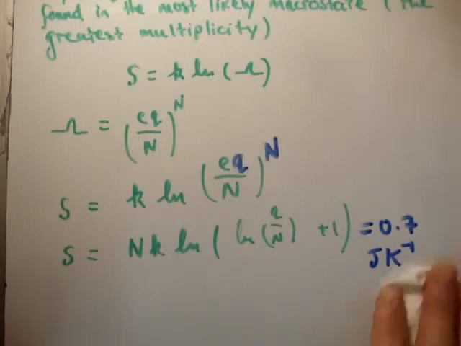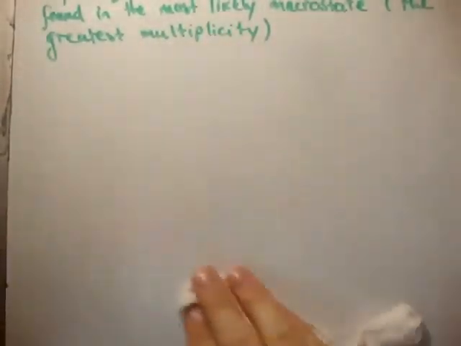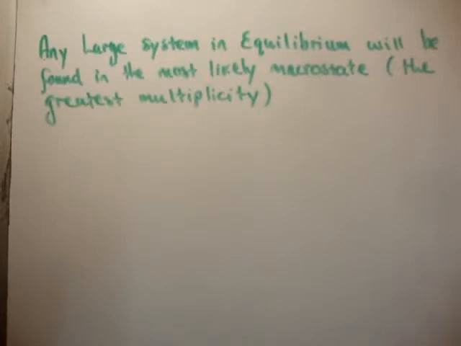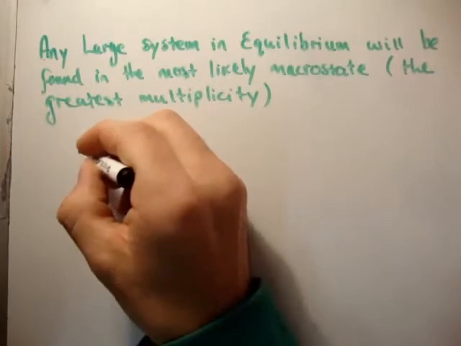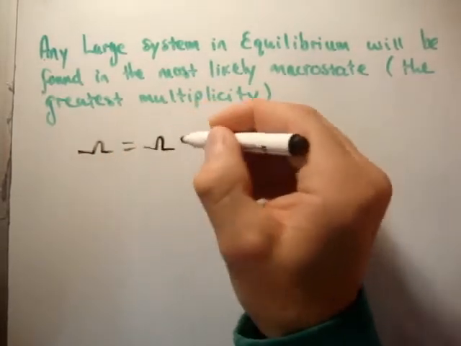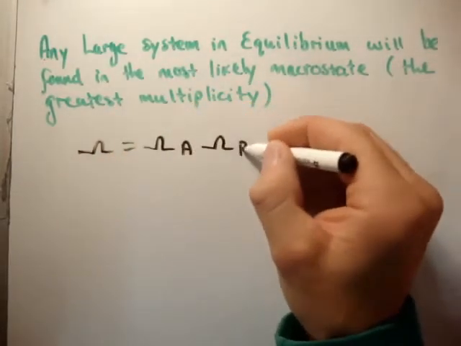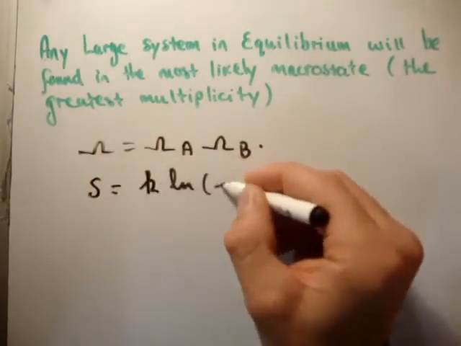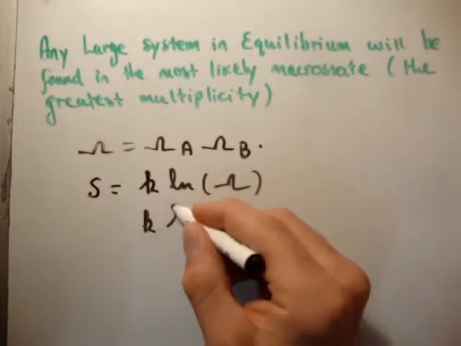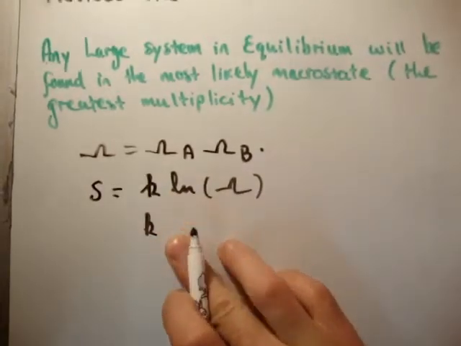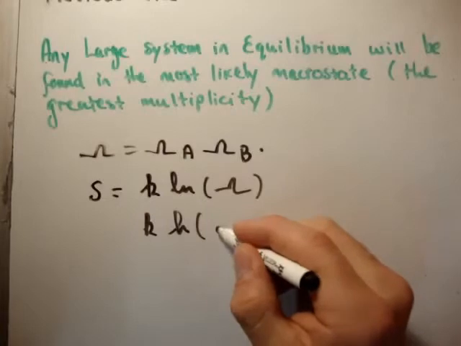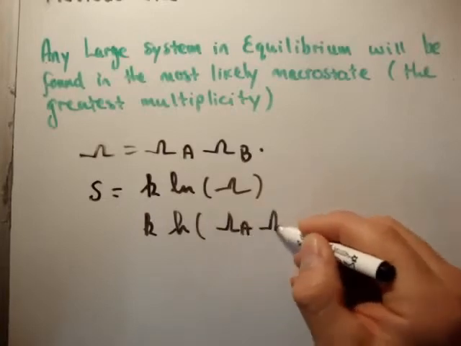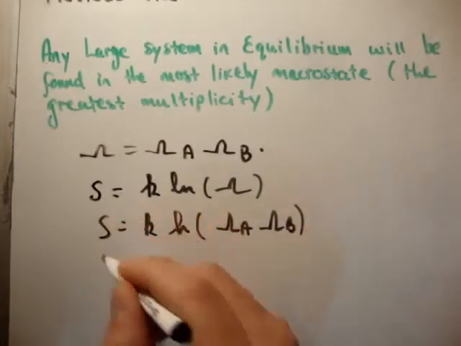Okay, so are there any interesting properties of entropy? Yes, there's one particular one I'd like to show you. Remember that in most cases we discussed systems that were independent of each other, and thus the total multiplicity was the product of the individual multiplicities. We know that the entropy is k times the logarithm of the total multiplicity. So it's k times the logarithm of the multiplicity of a times the multiplicity of b, like that.